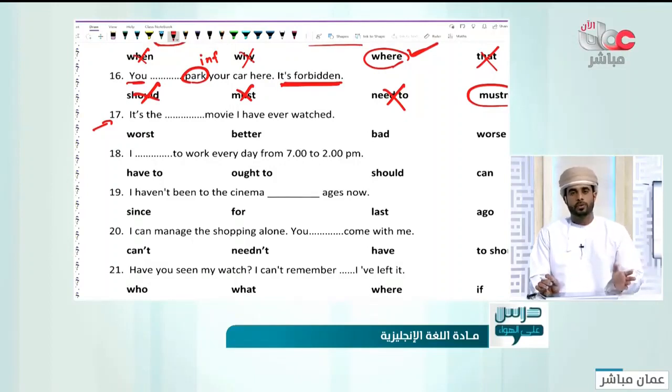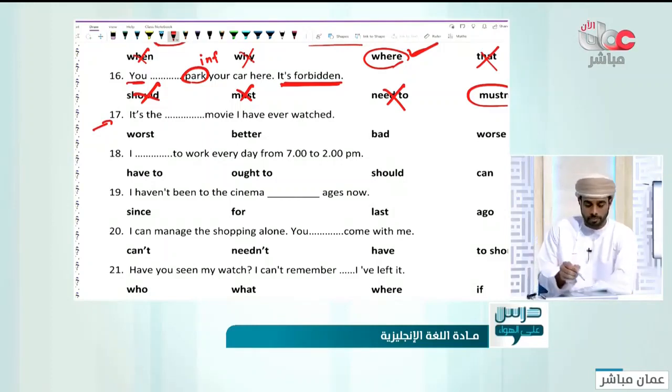We have talked about superlative and comparative. And we have to be careful with the adjectives good and bad. Good, better than, the best. Bad, worse than, the worst.